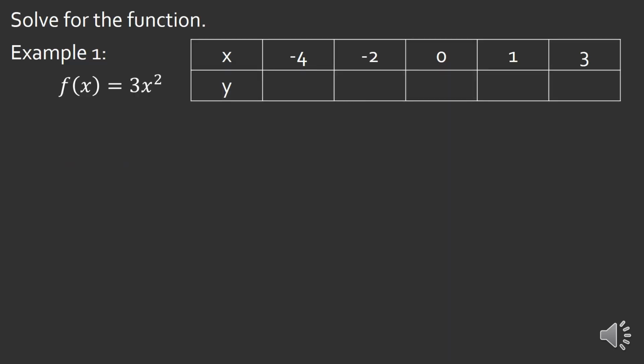Example number 1. We have here f of x is equal to 3x squared. Let's solve for the value of y if x is negative 4. So we will have here the function of negative 4. So that will be equal to 3 times negative 4 to the second power. And that will be equal to 3 times 16. And 3 times 16 is equal to 48.